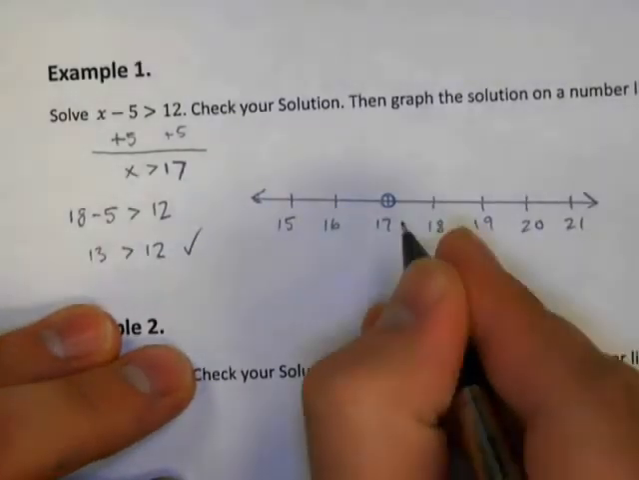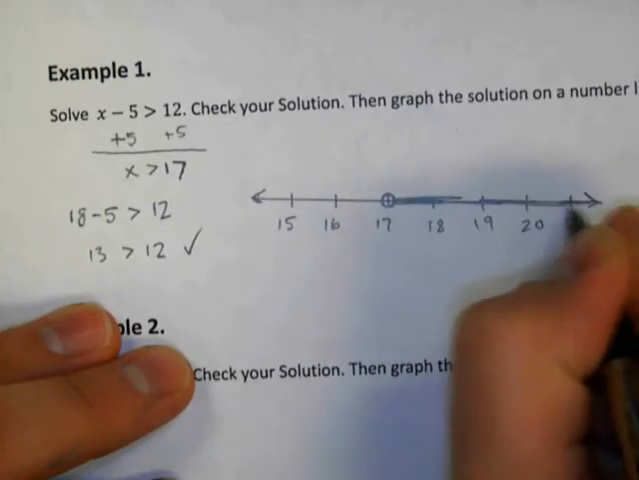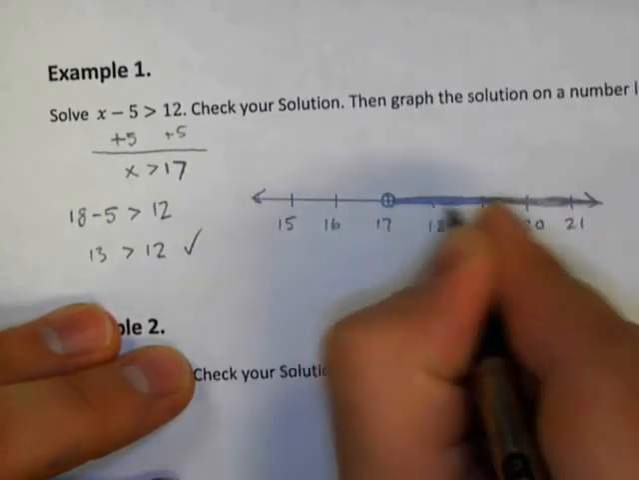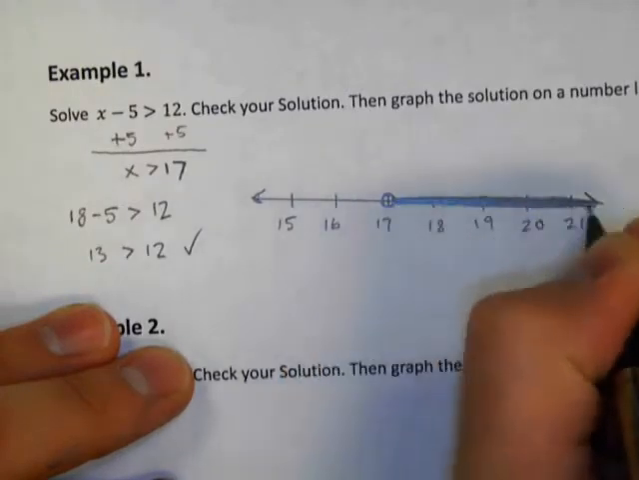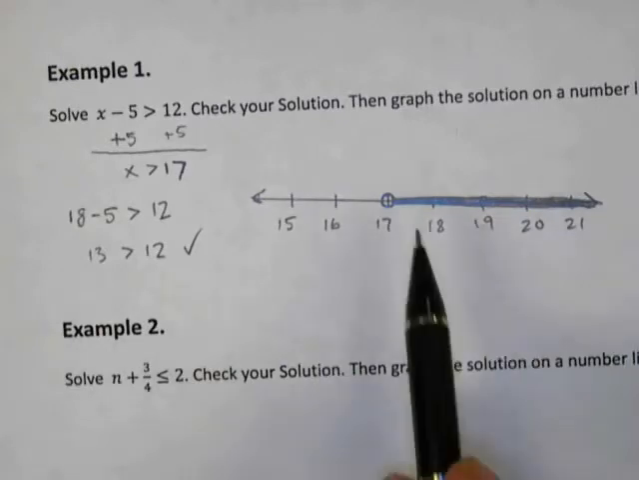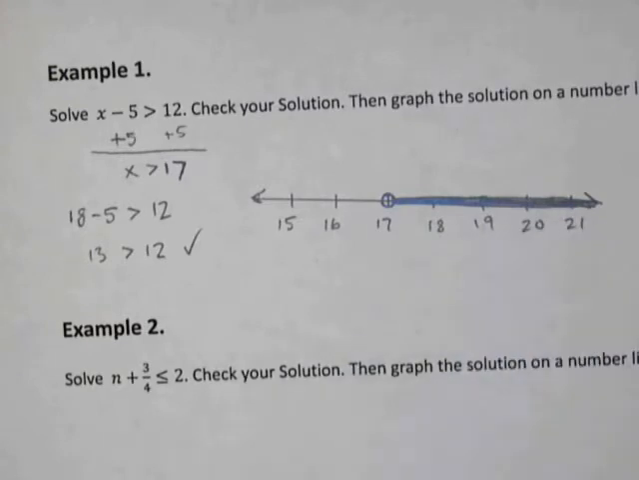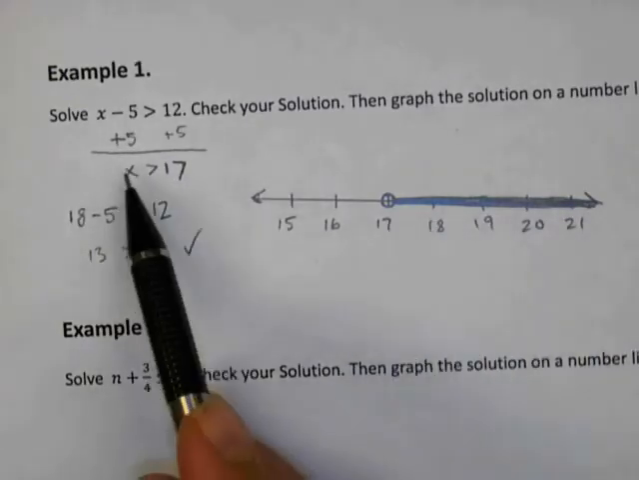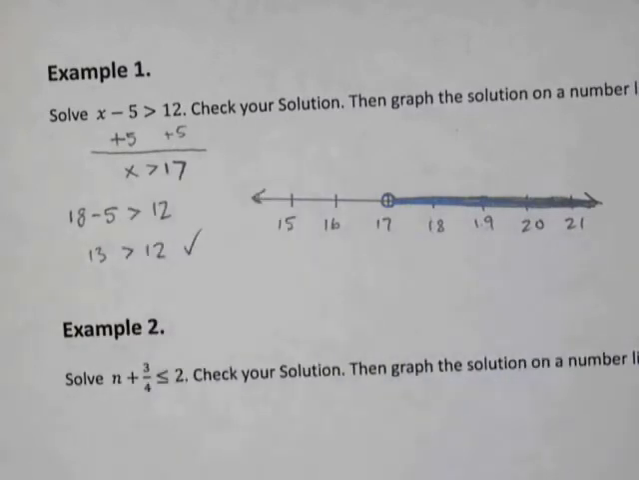And then to graph it, we're just going to show, okay, these are the numbers that are greater than 17, so we're going to fill in all the numbers over to the right. So we've graphed now x is greater than 17 by putting a little circle around 17 and showing the numbers above. And if we see 18, 18 is greater than 17. 19 is greater than 17. 20 is greater than 17. That's how we do that. Okay, so let's do another example.